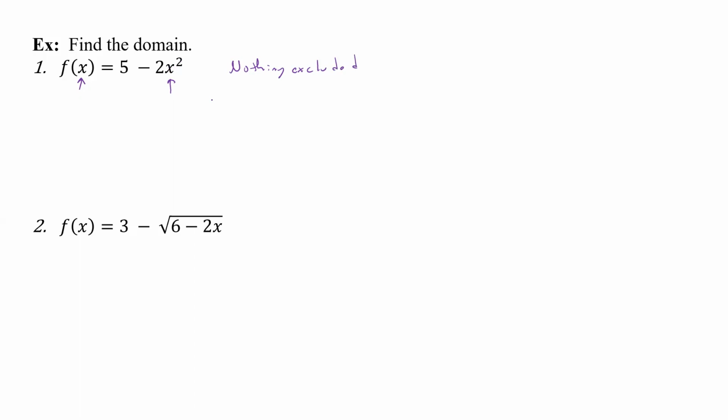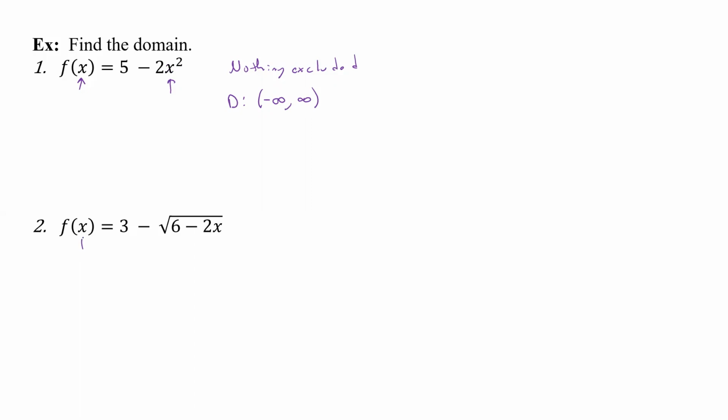And so what does that mean for our domain? Well, our domain is going to be basically, if we write it in interval notation, from negative infinity to positive infinity, because everything can work. We can plug in negative 5 million here and it'll work. We can plug in 233 and it'll work. Okay. Now what about the second one?